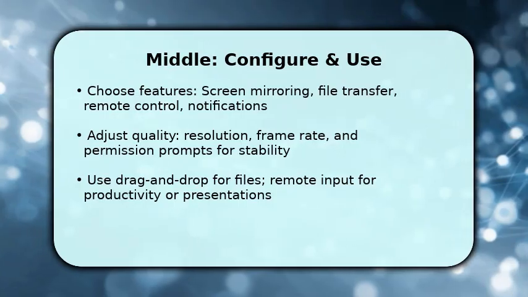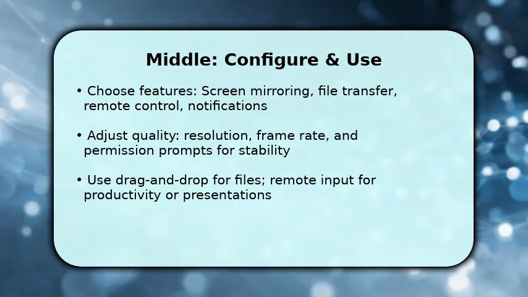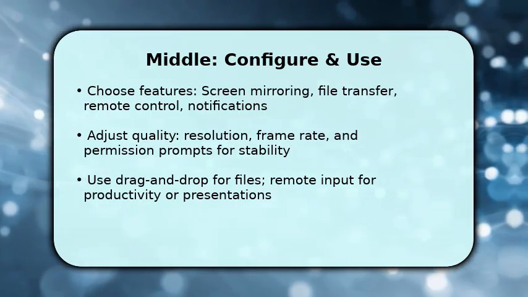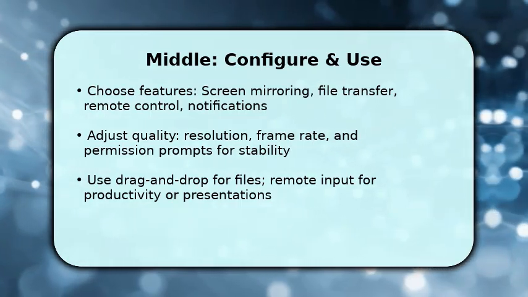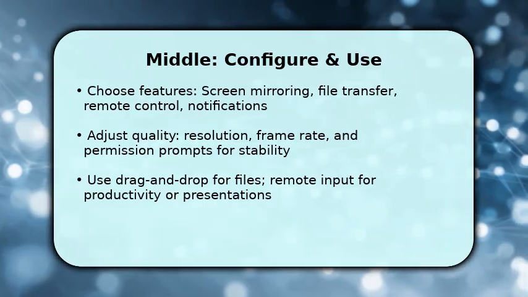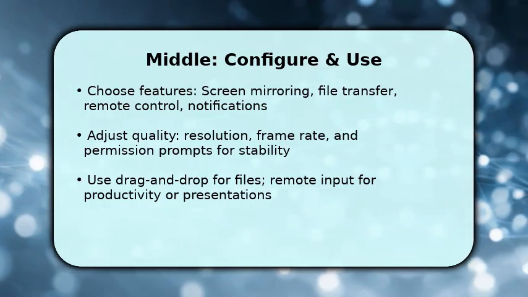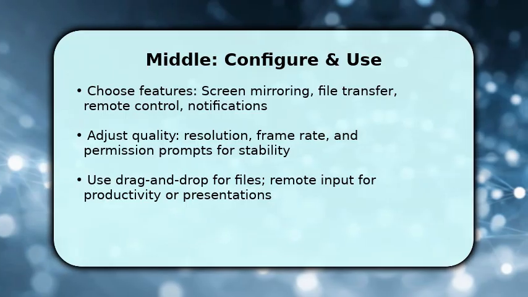Once paired, configure the features you need. Select screen mirroring for display, file transfer for documents, or remote control to operate your phone from the PC. You should adjust quality settings, lower resolution or frame rate to improve stability on congested networks, and confirm persistent permission prompts so access isn't interrupted.